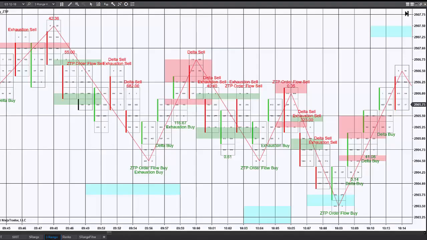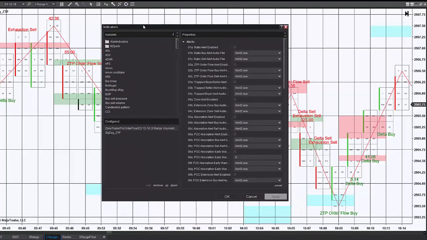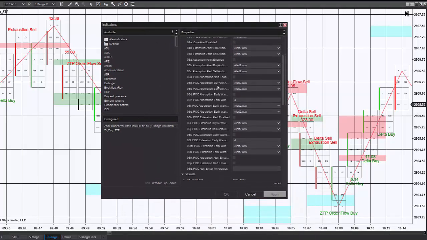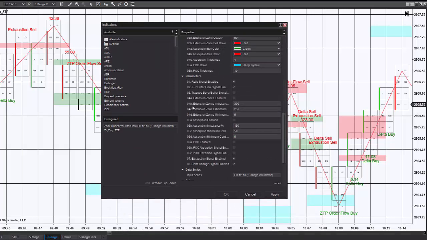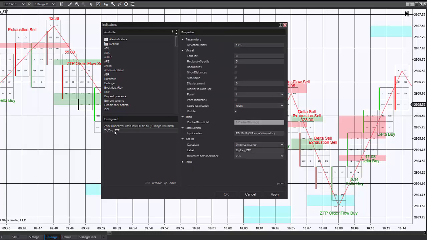And the last chart I want is a 3 range chart. On the 3 range chart, I'm going to have 2 indicators, although really only the order flow is necessary. And these are the parameters I'm looking at for the 3 range chart. I've also placed the zigzag ZTP so I can also see the zones on this chart with a deviation point of 1.25, although that's really not necessary. It's more just for reference.